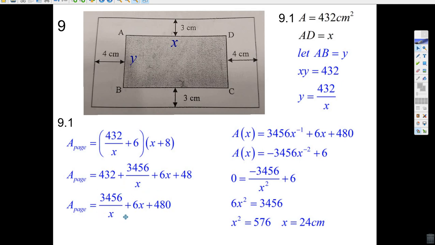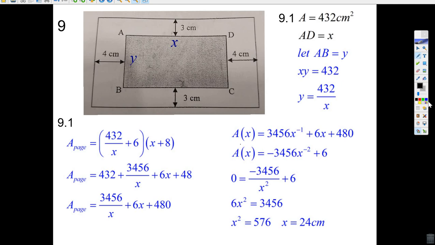So there we go. Now, say you had trouble doing that. All you have to do, this is the equation in terms of X that gives the area of this page. We want to make it maximum. So what you have to do is take the derivative of it. There should be a little mark right up there.